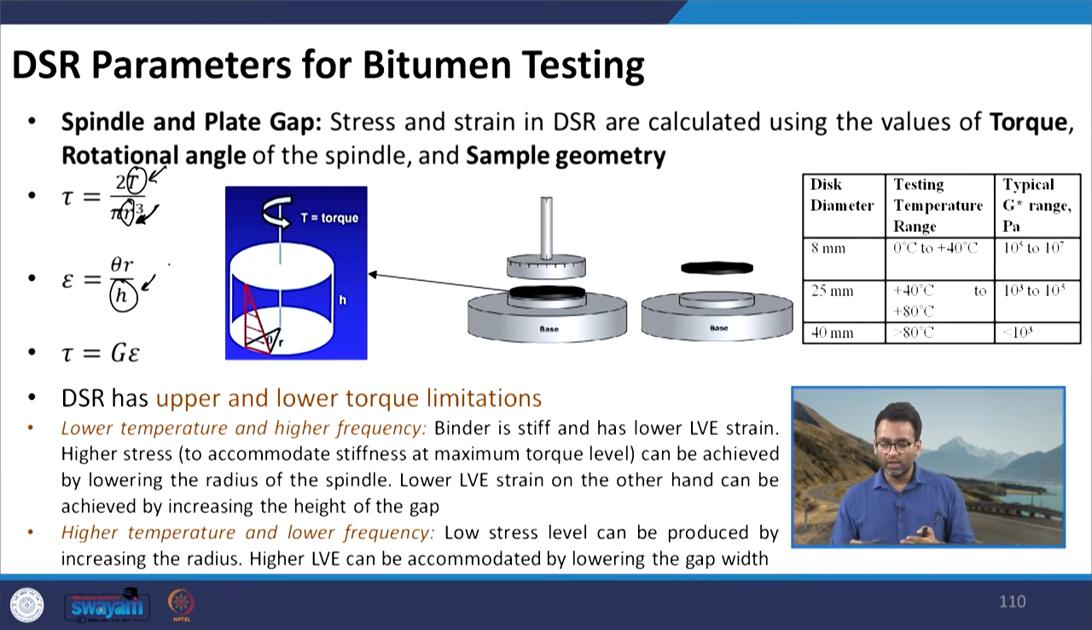So when we are doing the test, let us say from 0 to 40 degrees Celsius, that also depends on the stiffness of the binder. So say the stiffness of the binder ranges from 10 to the power 5 to 10 to the power 7 Pascals. In that case, it is recommended that we use an 8 mm spindle with 2 mm gap. All right. And if the temperature is higher than 40 degrees Celsius, the binder becomes more viscous in nature.